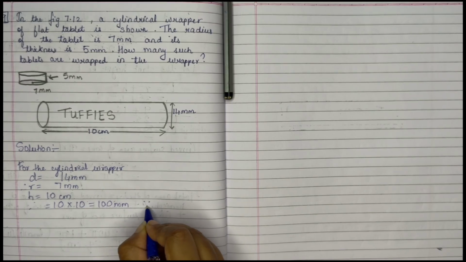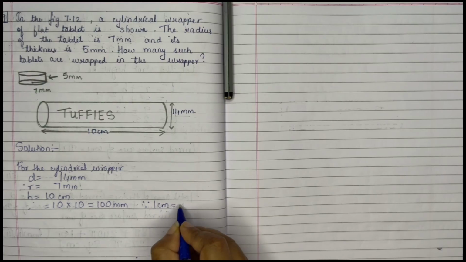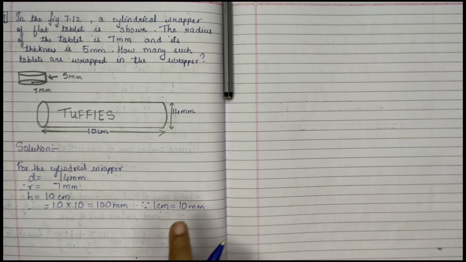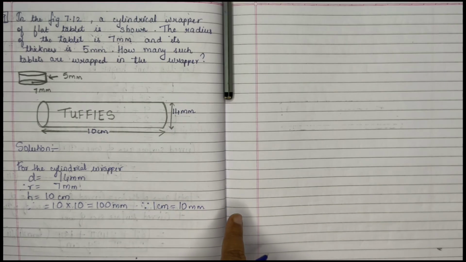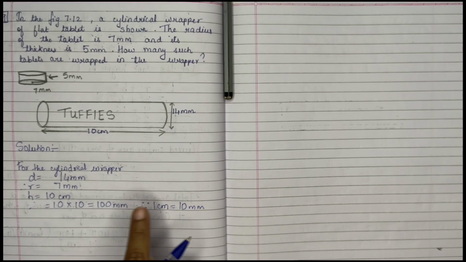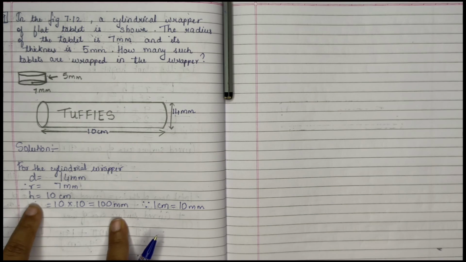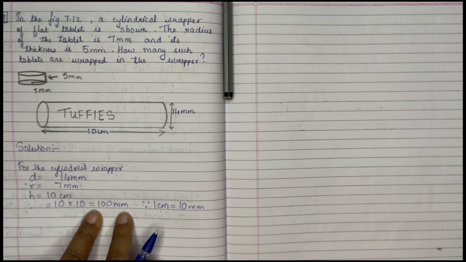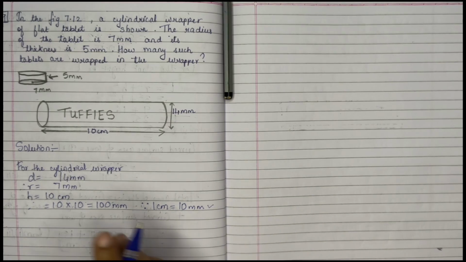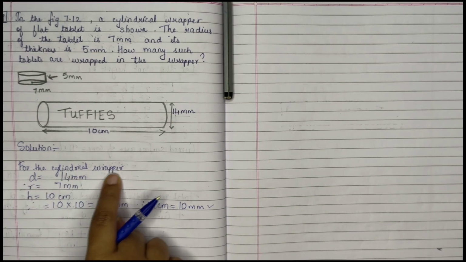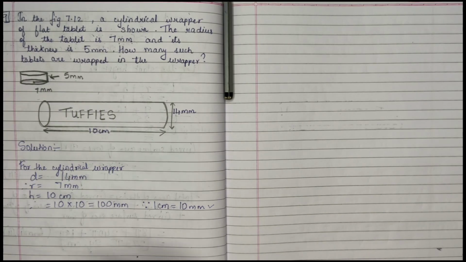You can write there, since 1 centimeter is equal to 10 millimeters. 1 centimeter is 10, 2 centimeters 20, 3 centimeters 30. So same way 10 we will multiply with 10, 10 tens are 100. So 10 centimeters will be 100 millimeters. So we have converted this. Now for the cylindrical wrapper, we have written everything. Now we will write for the cylindrical tablet.